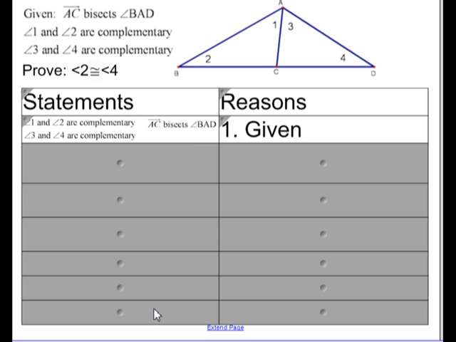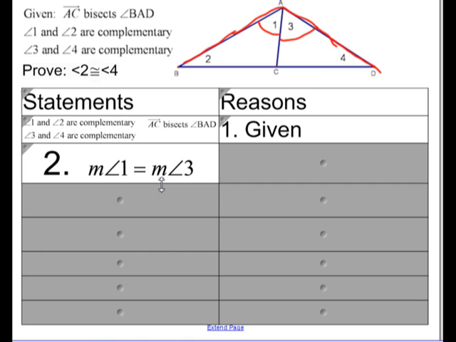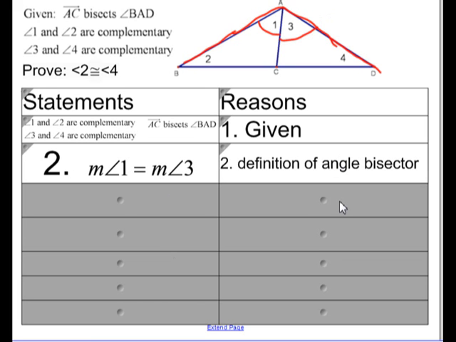Ray AC bisects angle BAD. So if it bisects angle BAD, you've got to watch what it is it's bisecting. You've got to read this really carefully. So I'm looking at angle BAD. So that's this whole angle here. And it's being bisected by AC. Well, what does that mean? That means that these two angles are equal. Angle 1 and angle 3 are congruent to each other. So I'm going to say the measure of angle 1 is equal to the measure of angle 3. And the reason is that's the definition of an angle bisector.